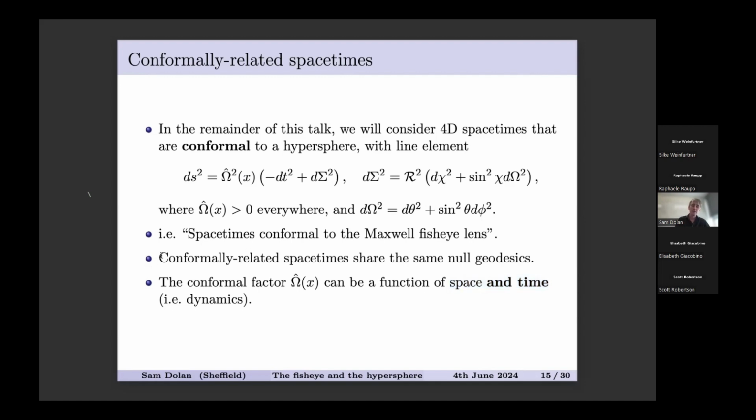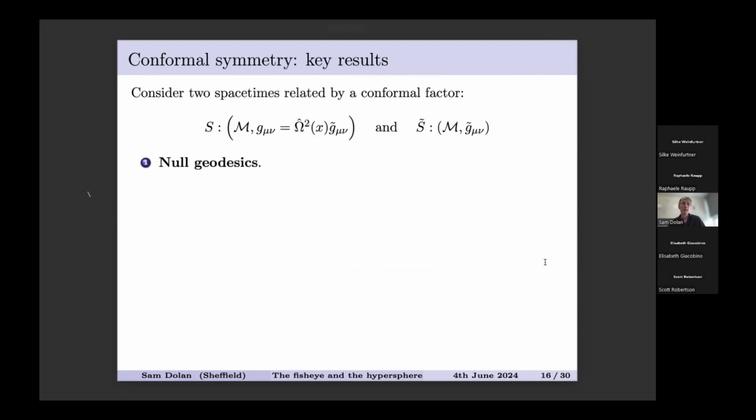Okay, so let me now try to make this statement a little more precise. Let's consider two spacetimes which are related by conformal factor. So the metric of one is equal to conformal factor squared times the metric of the other. I can then make some statements. So this is recapping what's well known to certain literature, but maybe not to everybody. Firstly, null geodesics. If we have a null geodesic on S, then we straight away have a null geodesic on S tilde. They share the same null geodesics.